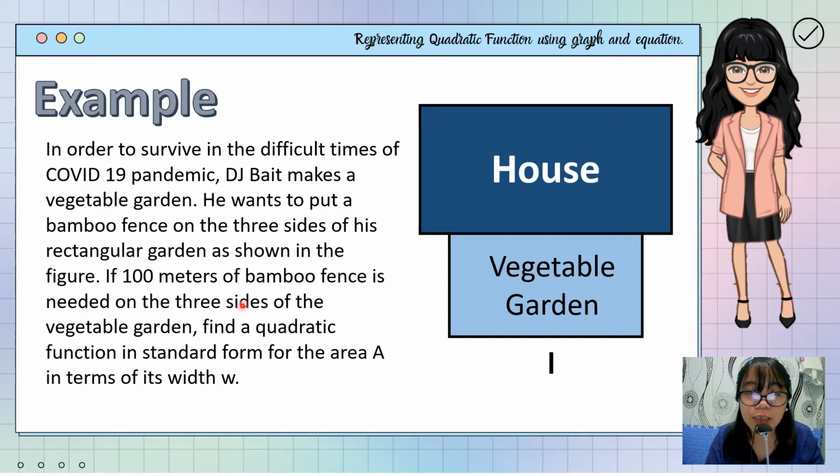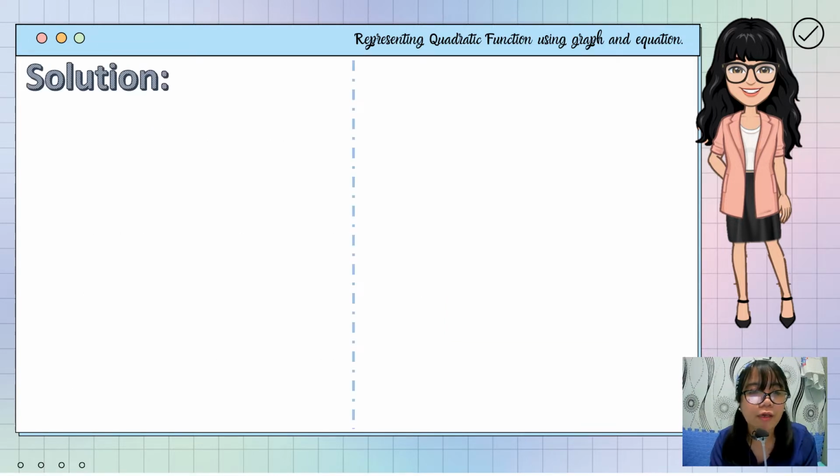So this one is the length. The other two sides are the width. So there is only one length, of course, and two widths because this length here is part of the house. Now, we will be getting the representation of a quadratic function that will represent the area of our vegetable garden in terms of the width. So we will be using W as our variable.